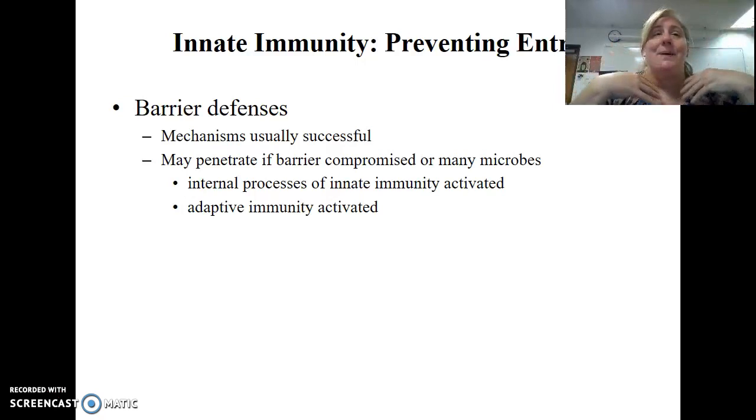And if microbes get through the first line of defense, then they're going to come up with the second line of defense, our innate cells and physiological processes, internal, as well as our active immunity, adaptive immunity is going to be activated.